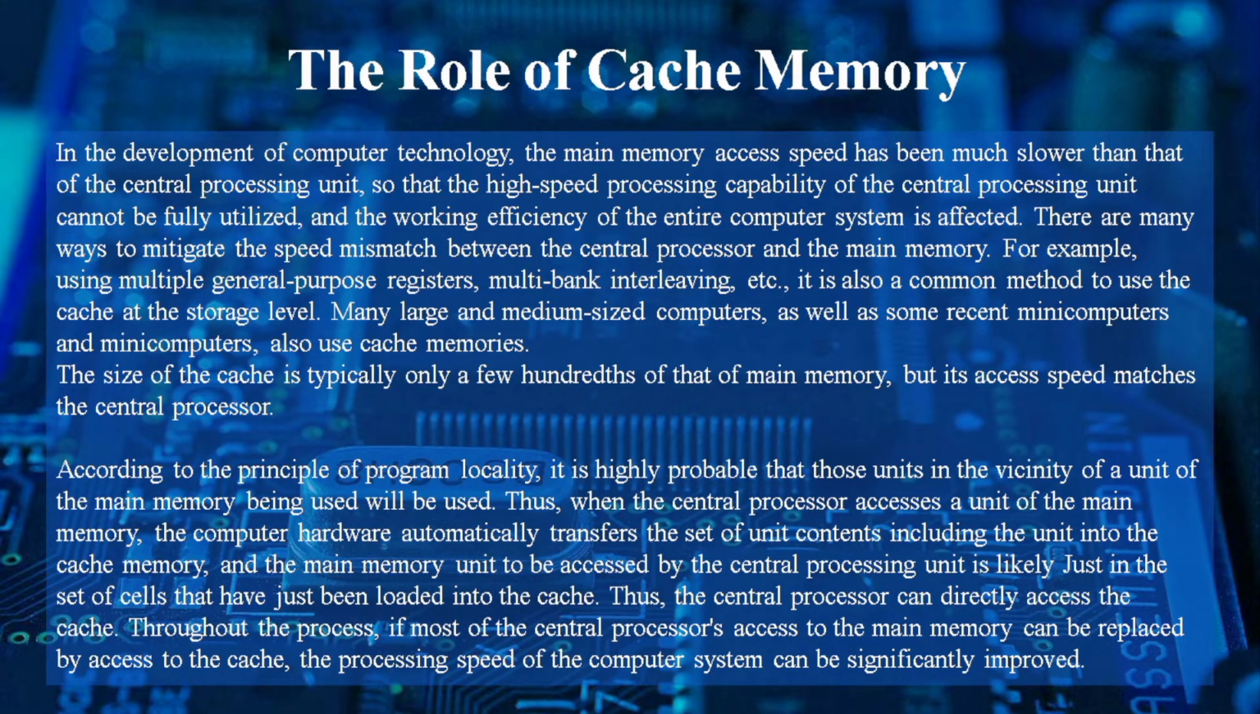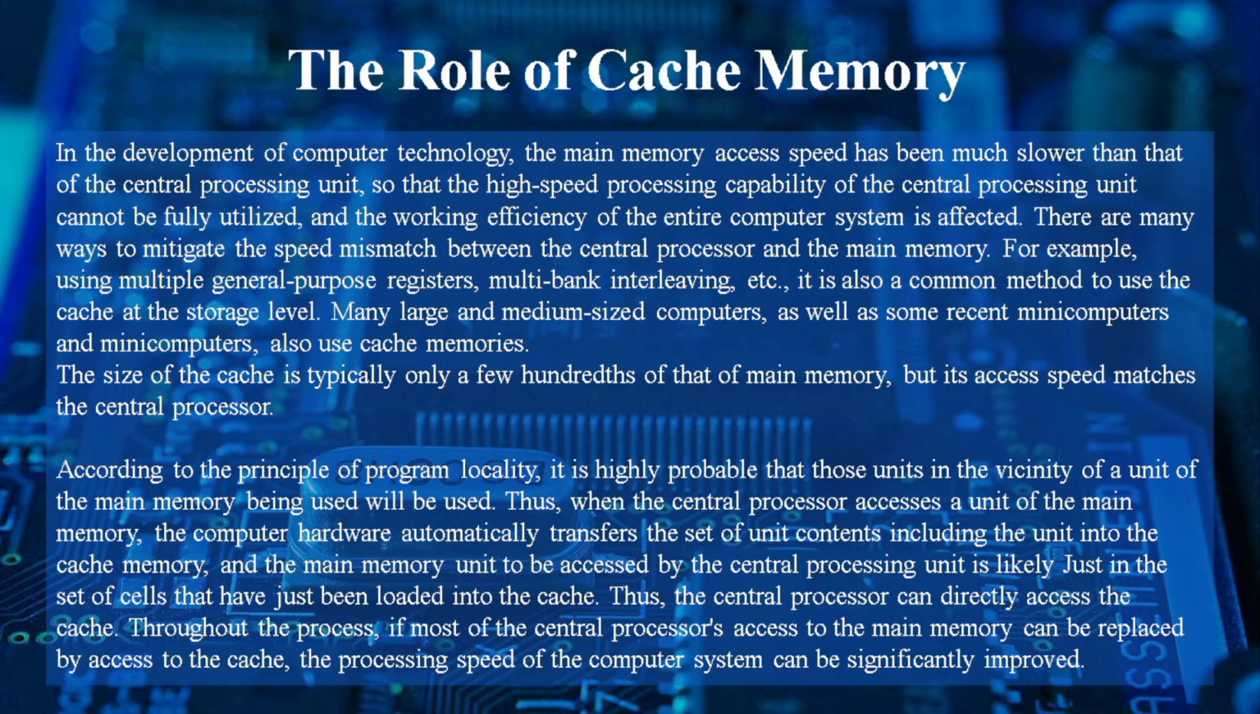So for example, using multiple general purpose registers, multi-bank interleaving, etc. It is also a common method to use the cache at the storage level. Many large and medium-sized computers, as well as some recent minicomputers, also use cache memories. The size of cache is typically only a few hundredths of that of main memory, but its access speed matches the central processor.